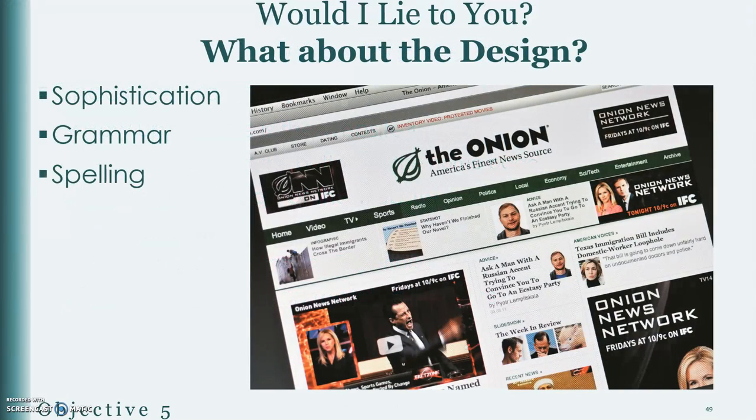Okay, so this is what I'm talking about. The Onion, America's finest news source. Looks beautiful. It's a great website. But if you don't know about The Onion and how it's total satire, then you're going to have some problems, okay? If you really try and read that column, like the one about a man with a Russian accent trying to convince you to go to an ecstasy party, and you're then going to bring it to school and talk about it, it might not be in your best interest to do so. So that's why I'm saying sophistication, grammar, spelling, they don't always necessarily mean that, yes, that's the truth.